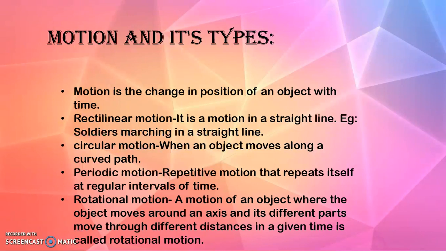Circular motion. When an object moves along a curved path. Periodic motion. Motion that repeats itself at regular intervals of time, like a pendulum. Rotational motion. A motion of an object where the object moves around an axis and its different parts move through different distances in a given time is called rotational motion. So these are the different types of motions.